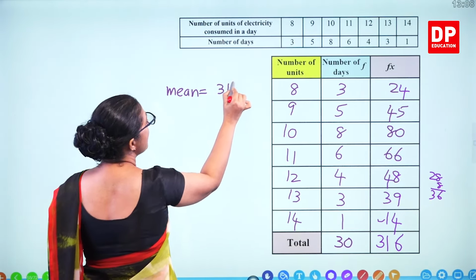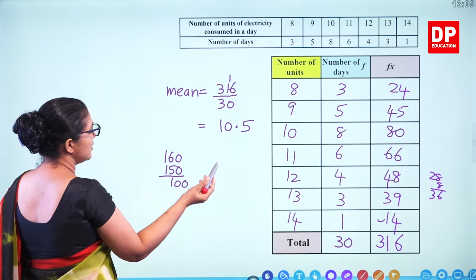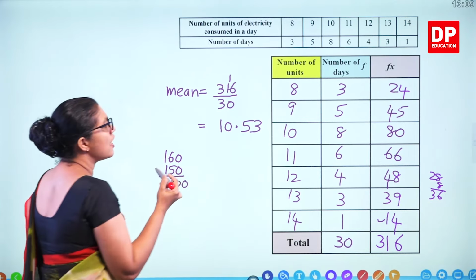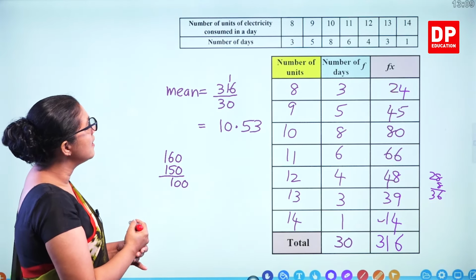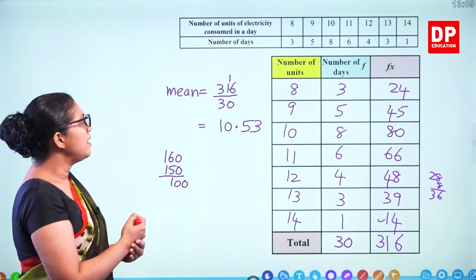316 divided by 30. 31 and for 16, nothing, bring down 160. 160, how many 30s? 5. So 150, for 10. So 10.53 is the mean number of days. You can round it, roughly 11 days.